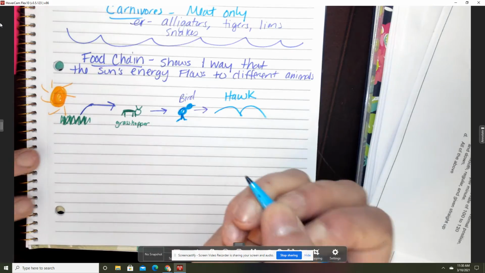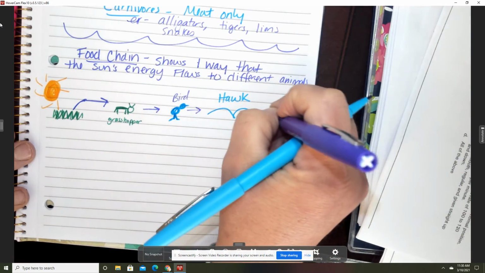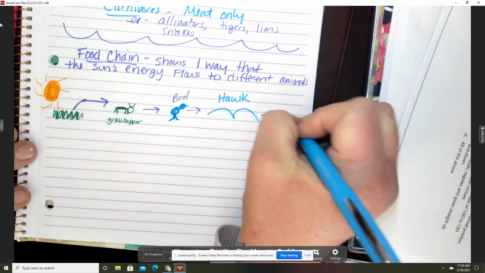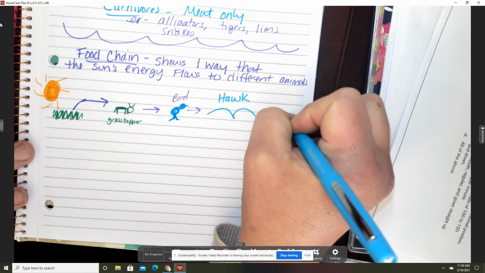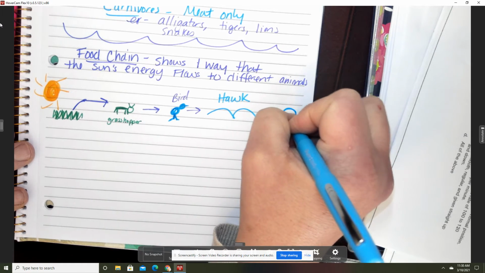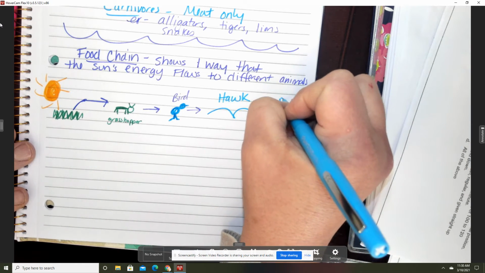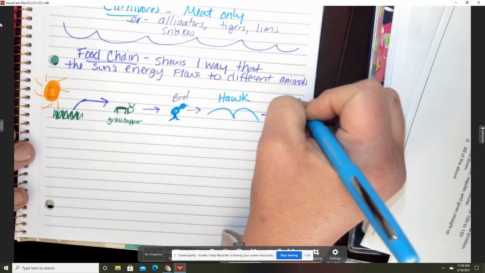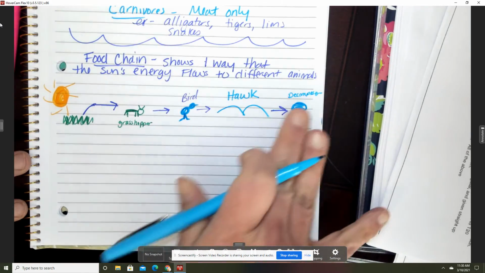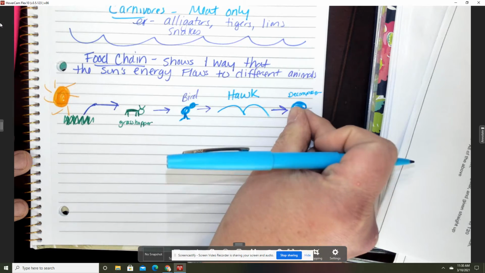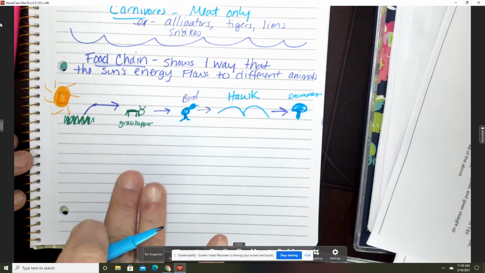And then when the hawk dies, its energy is going to be transferred to a decomposer. So like a mushroom. Okay, so it decomposes a hawk after it dies, and then the nutrients from the decomposer will go to the grass, and it just sort of starts all over.